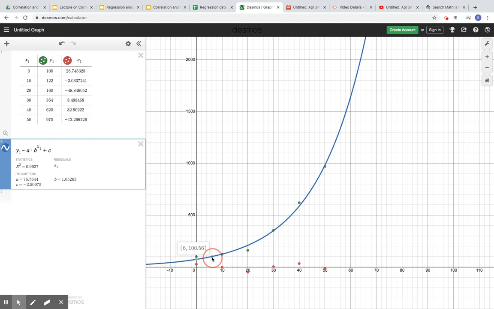So 6 years after 1950, so 1956, that would be worth just $100.56. But as I continue along, I can see how things increase. So 50 years later, so this would be the year 2000, $100 would have been actually worth $984. So things are increasing in price. This is what's called inflation.